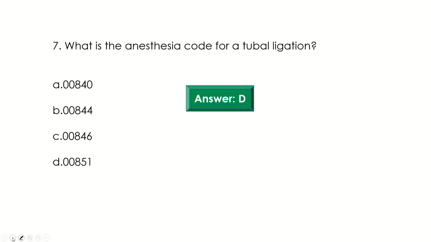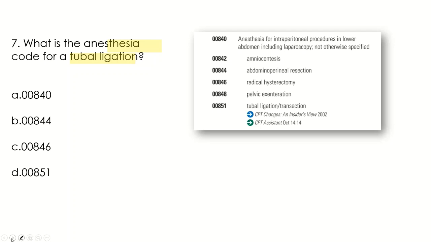The answer here is D, 00851. Keywords are anesthesia code, tubal ligation. Okay, here's your code set. Again, we're looking for a tubal ligation. 00840 is anesthesia for intraperitoneal procedures in the lower abdomen, including laparoscopy, not otherwise specified. So the question here is, do we have a specific code?